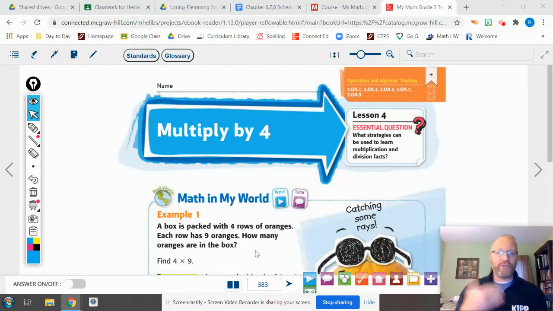Write your 4s down a few times in a row, starting with 4 times 0, and just writing the answers down even. Or you can write 4 times 0 equals 0, 4 times 1 equals 4, making sure that you're filling it out like you would if you were filling out a multiplication table. I've talked to you guys before about printing out a blank multiplication table. If you have a blank multiplication table, you can write down all of your facts that you know and then practice the ones you don't.